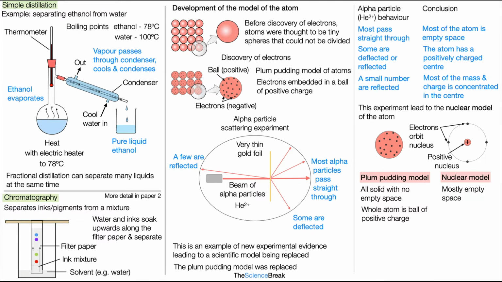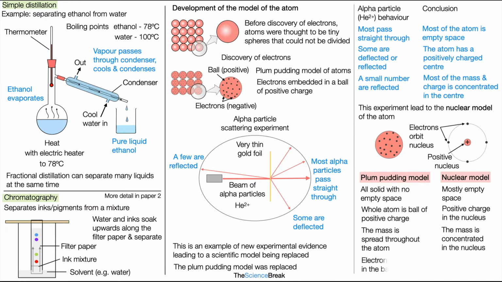For the plum pudding model, the whole atom is a ball of positive charge, whereas in the nuclear model, the positive charge is in the nucleus. The mass of the plum pudding model is spread throughout the atom, whereas in the nuclear model, the mass is concentrated in the nucleus. Electrons are embedded in the ball of positive for the plum pudding model, whereas in the nuclear model, they are in orbit around the nucleus. So there's a comparison that you should be able to do for this chemistry paper.